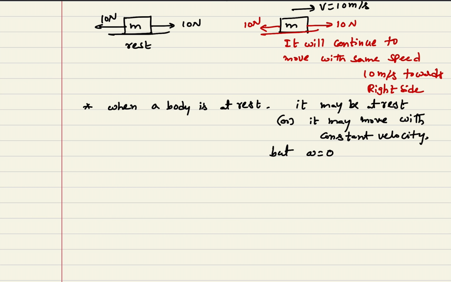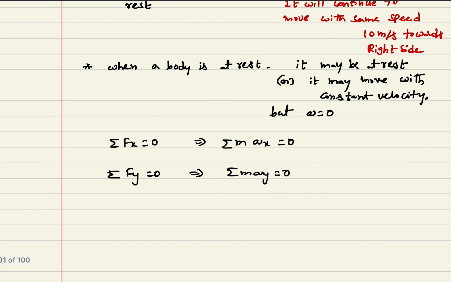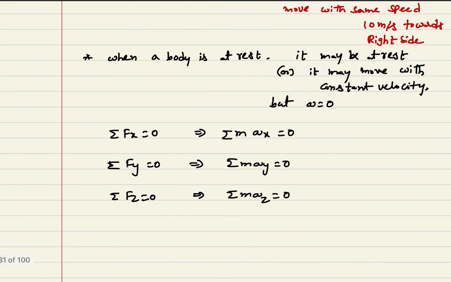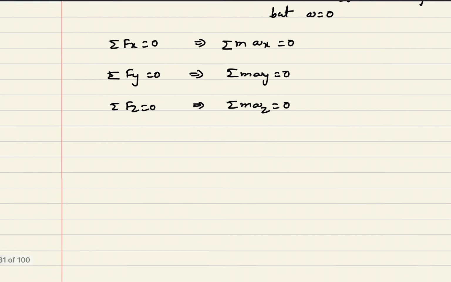Now see, when a body is in equilibrium, you can write summation of Fx is equal to 0, nothing but m into summation of ax is equal to 0. Similarly, summation of Fy is equal to 0, we can write m into ay is 0. Similarly, summation of Fz is equal to 0, we can write m into az is 0. This point we have to keep in our mind when a body is in equilibrium.